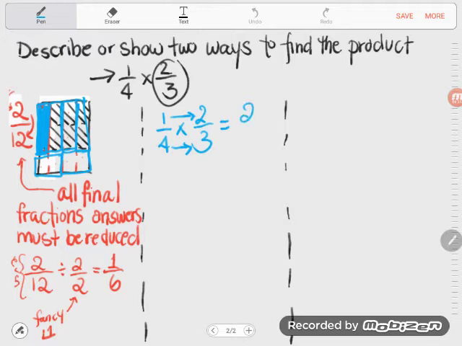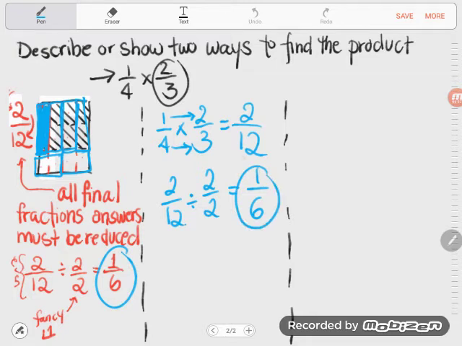So 1 times 2 is 2, and 4 times 3 is 12. But just as before, I need to pull out any common factors. And of course, 2 and 12 are both even, so they're both divisible by 2. And I can see there, when I reduce this fraction, I do end up still with 1/6. Okay, so this is my pictorial method. Now, what did I do here?